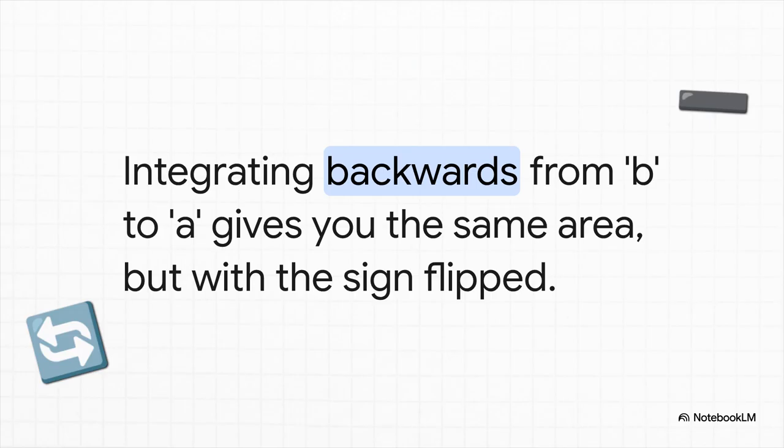This second rule is also pretty neat. If integrating from left to right, from A to B, gives you a positive area, then what happens when you go the other way, from B back to A? Well, you get the exact same number, it just becomes negative. It's like you're reversing the direction of your measurement.